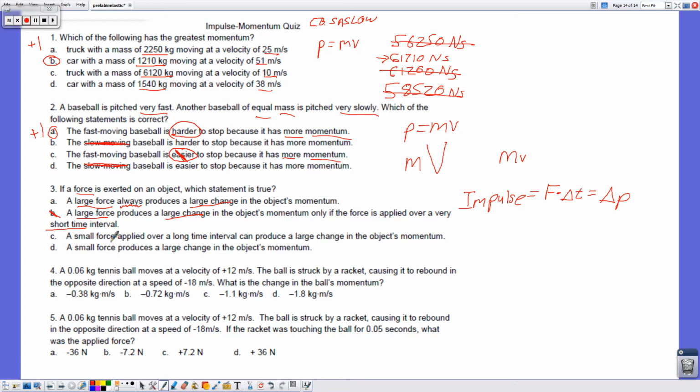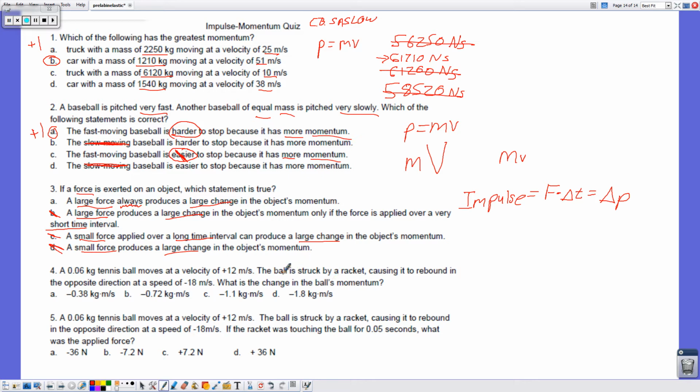A small force applied over a long time can produce a large change in the object's momentum. It can if the force is really, really big, or this is really, really big. If you want a big change, one of these has to be big, and the other one has to be only a little smaller. So I'm thinking no on that. Small force produces a large change? Usually not.